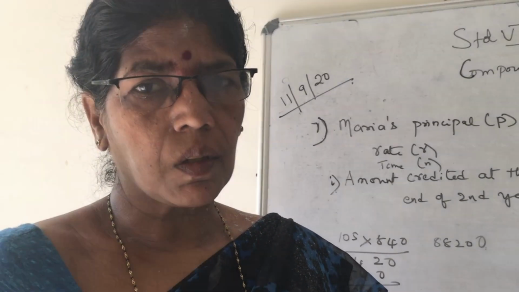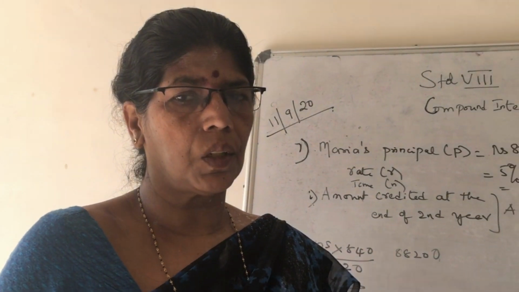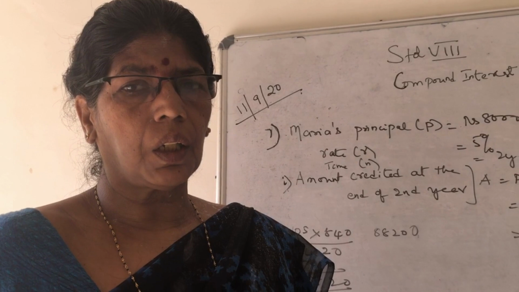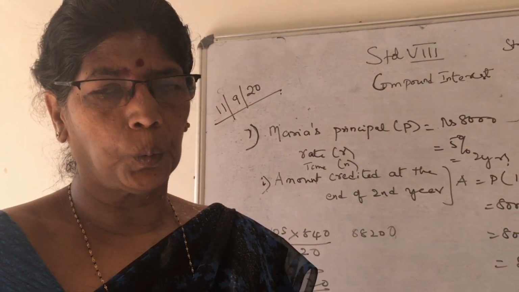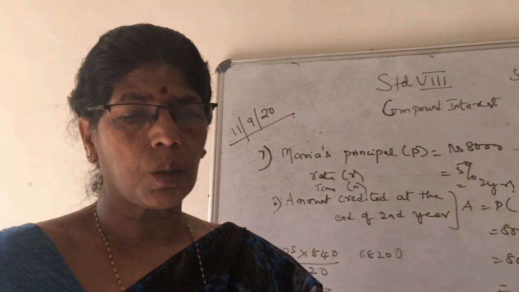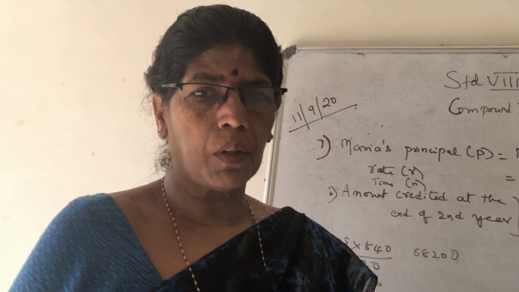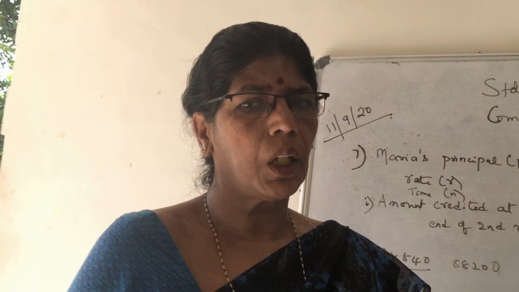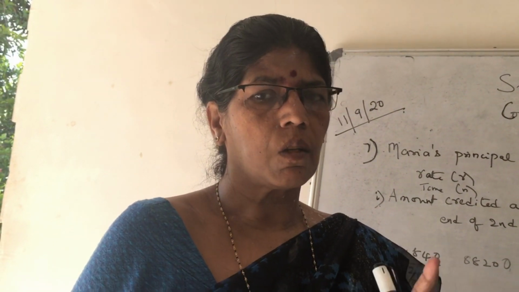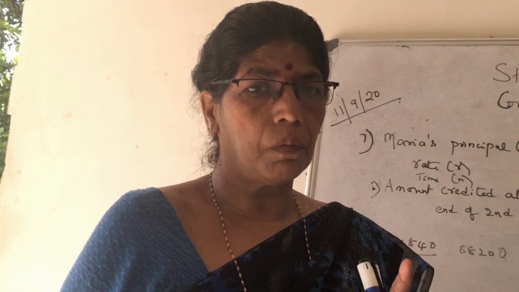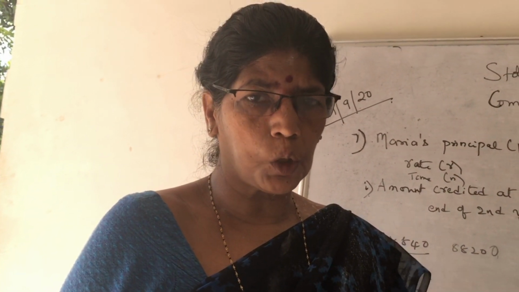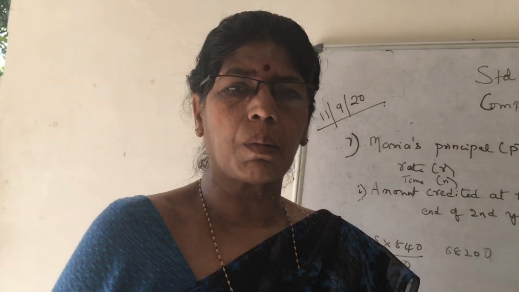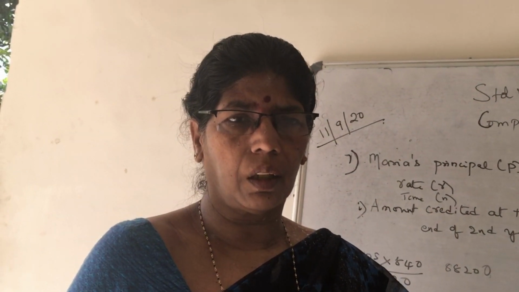If the interest is compounded half yearly, children, your rate should be divided by 2, and N stands for the number of half years given in the time period. For example, if the time is 6 months, how many half years are there? Only 1. So N is equal to 1. If 1 year, N is equal to 2, and 1.5 years, N is equal to 3. I hope that you are all following.